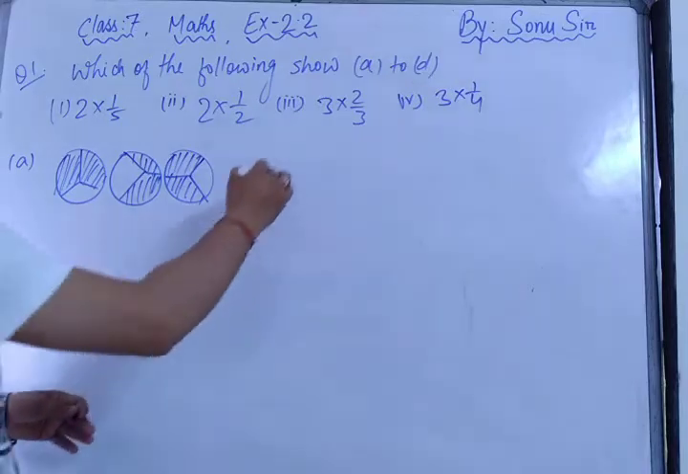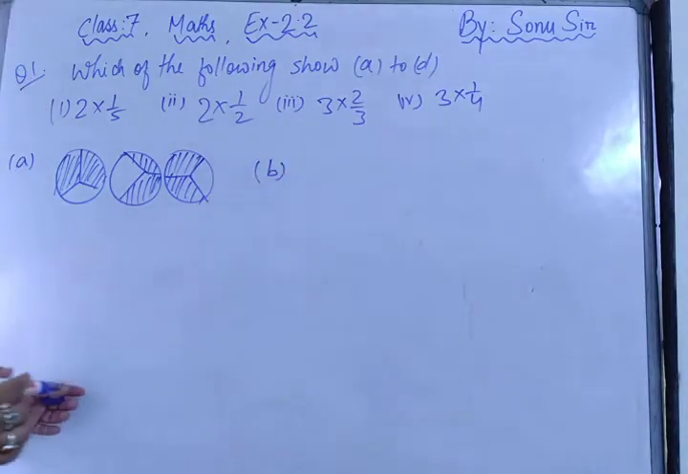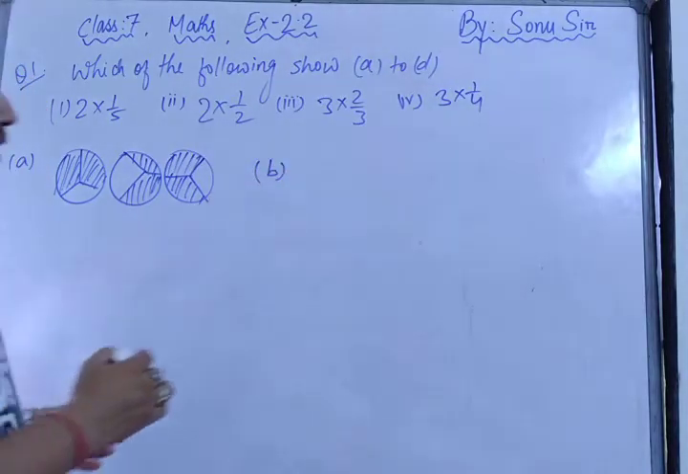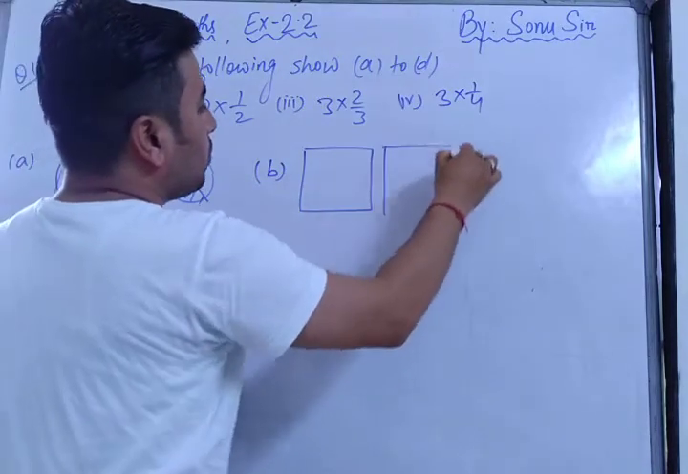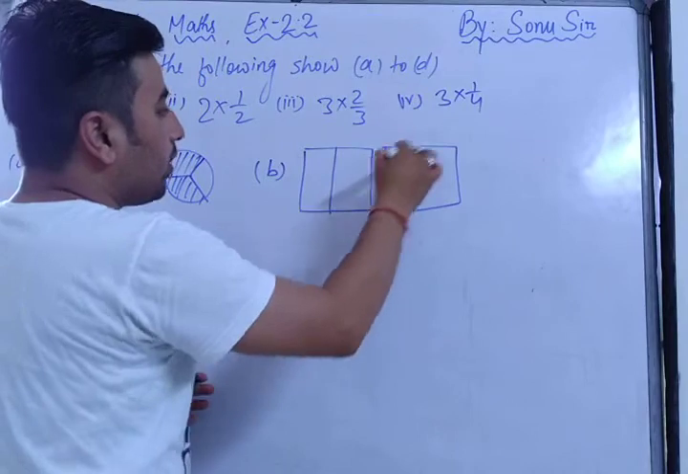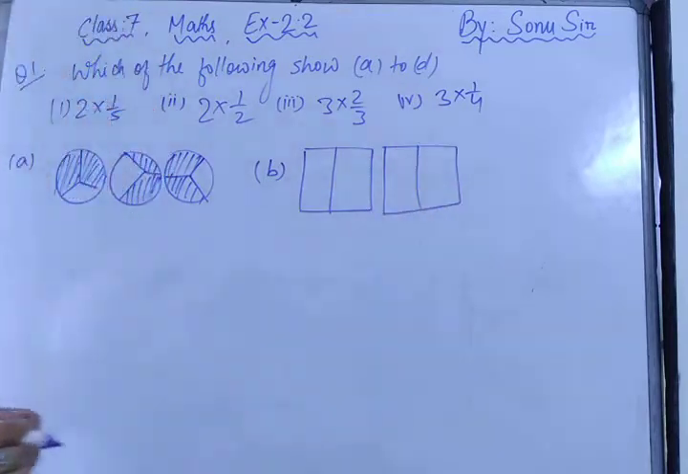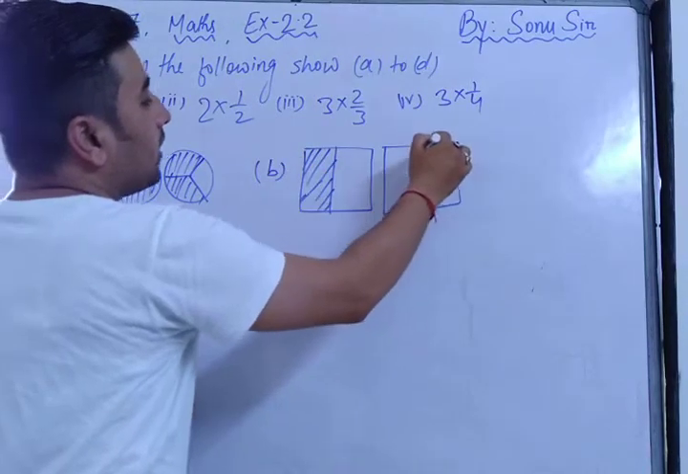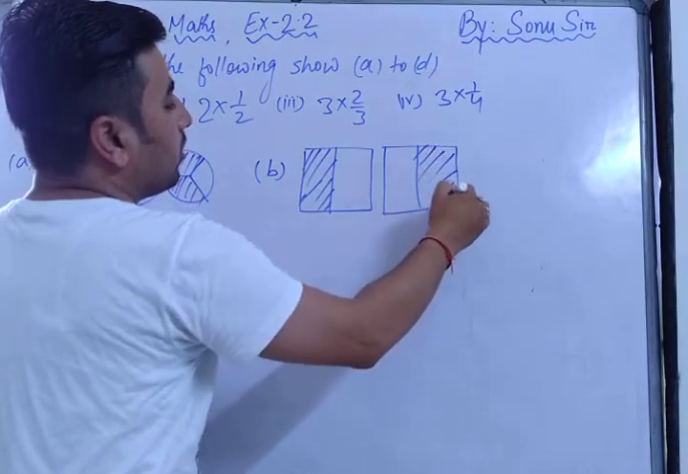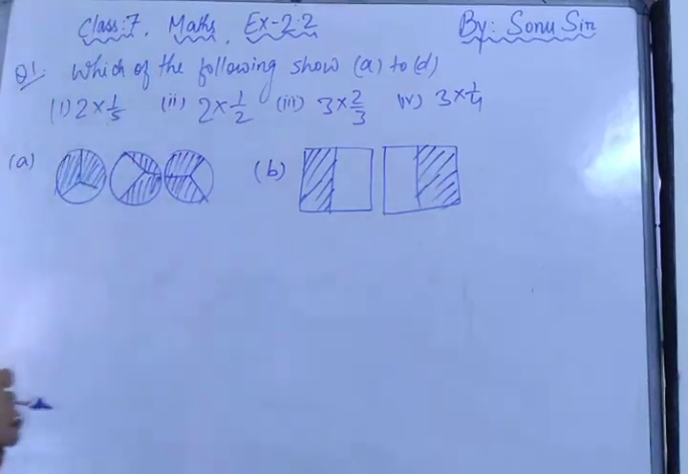Now option B is: here there are 2 squares in which half is shadowed. Both squares are divided into 2 parts, and on one side one part is shadowed and on the other square this side one part is shadowed. Got it?